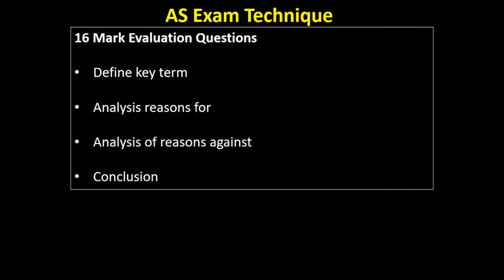The very basic structure for answering 16 mark evaluation questions is that you've got to present two sides of an argument and then come to a conclusion. So, 4 paragraphs: a very short paragraph, not even a paragraph really, just a sentence defining the key term, then using the case study to analyse reasons for, new paragraph, analyse reasons against, and a conclusion.